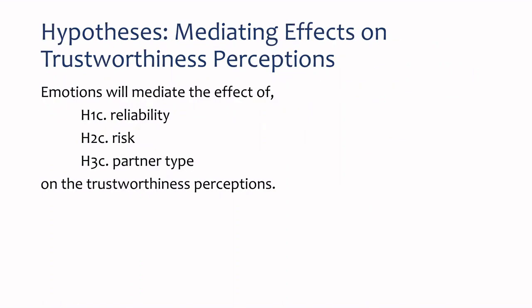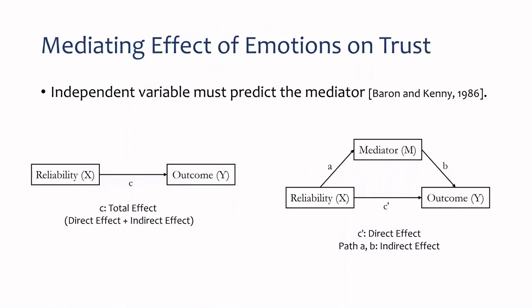Regarding the mediating effects of emotions, we had three hypotheses: that emotions will mediate the effect of reliability, risk, and partner type on the trustworthiness perceptions. To establish mediation, an independent variable must predict the mediator variable. Since our hypotheses H2A, H2B, H3A, and H3B were not supported, that is, risk and partner type condition did not affect the emotions, we conclude that emotions did not mediate the effects of these two variables on trust.